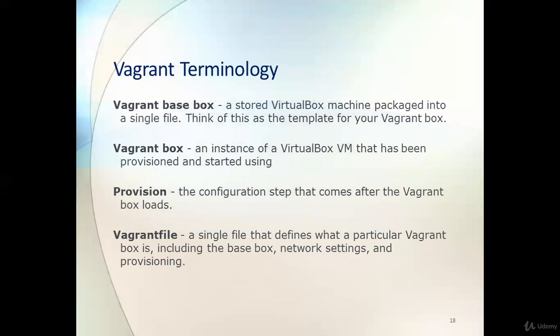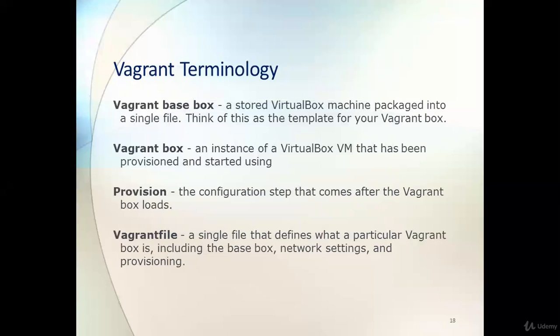And here are a few terminologies, like Vagrant base box. A base box is a virtual machine packed into a single file, so that we call a base box. All right, so basically it's called a template. When we do the lab, we'll see how the template looks. A Vagrant box is an instance of a VirtualBox VM. So any virtual machine that is running, we call a Vagrant box. It can be running on Oracle VirtualBox, or it can be running on KVM or Hyper-V. We call it a Vagrant box. Provision means configuration steps, so that we call provisioning.